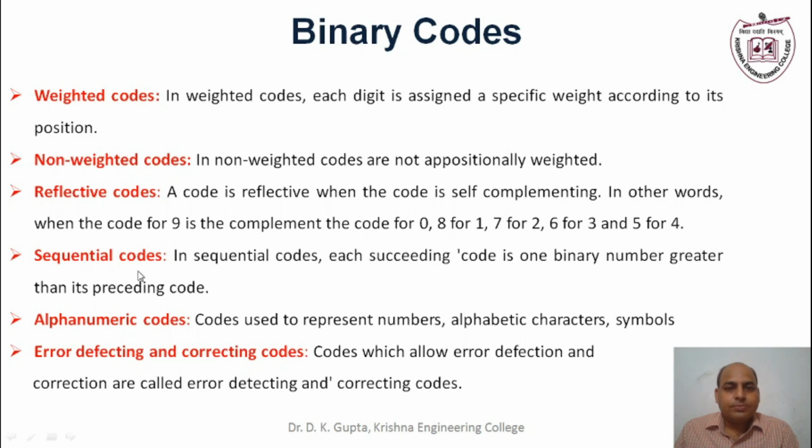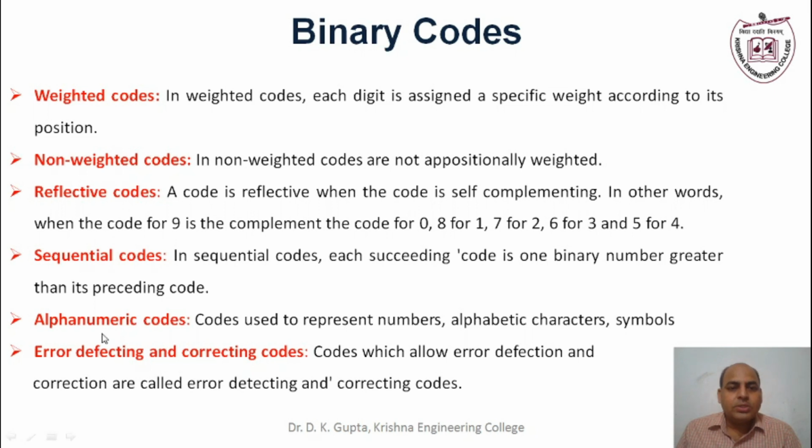There are few codes which are determined by their own order. Suppose 1, 2, 3, 4, 5, 6 and so on. So we know 10 comes after 9 and 11 comes after 10. So if the codes are successively written or used in a sequential manner, they are called sequential codes.